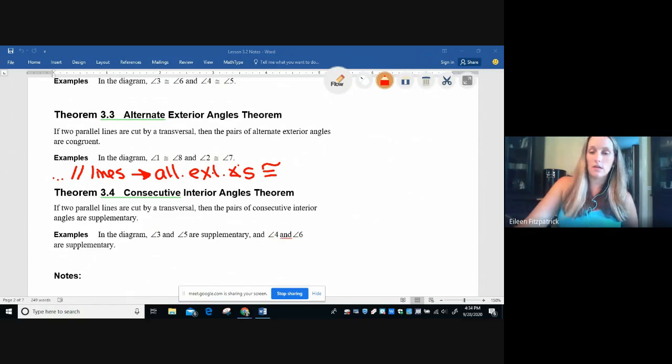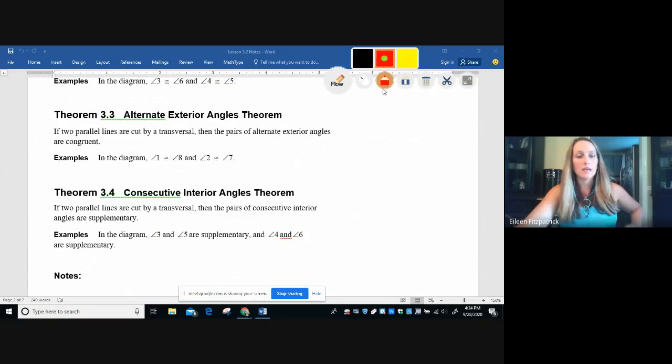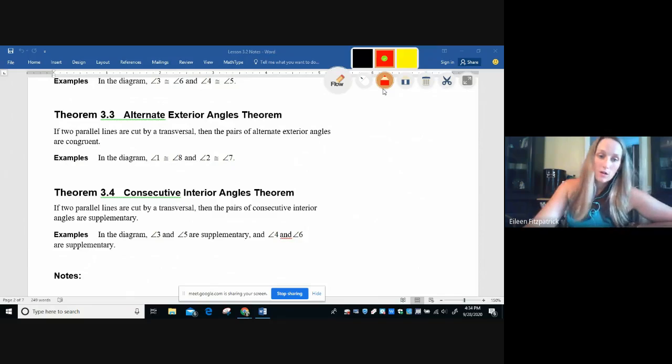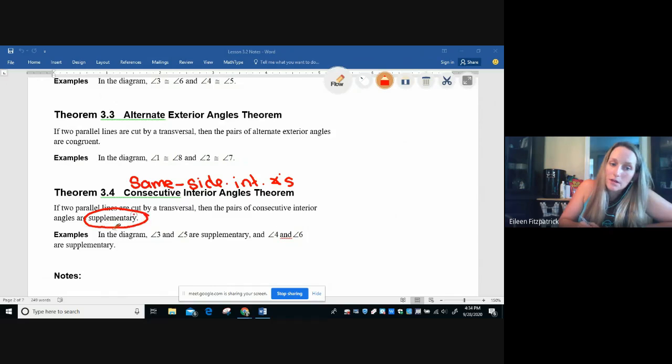All right. And then the last one is a little bit different than the others. The last one says that if two parallel lines are cut by a transversal, then the pair of consecutive interior angles are supplementary. Remember, instead of consecutive interior, I call them, in some textbooks and worksheets, you'll see them interchange. I call them same side interior angles. I like the same side because then that reminds me that they are supplementary.